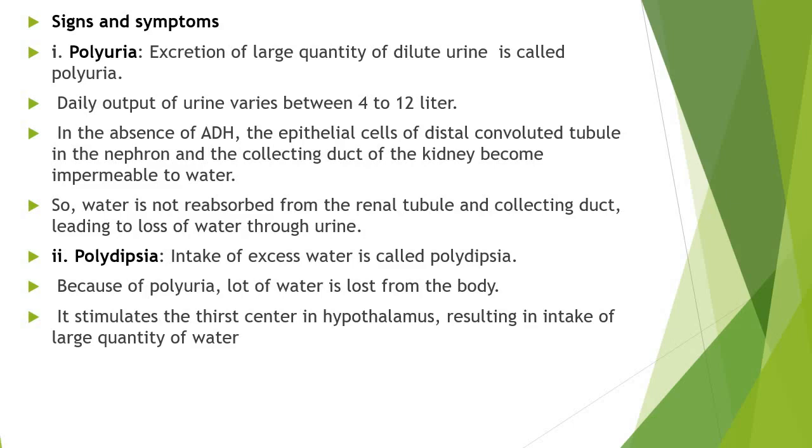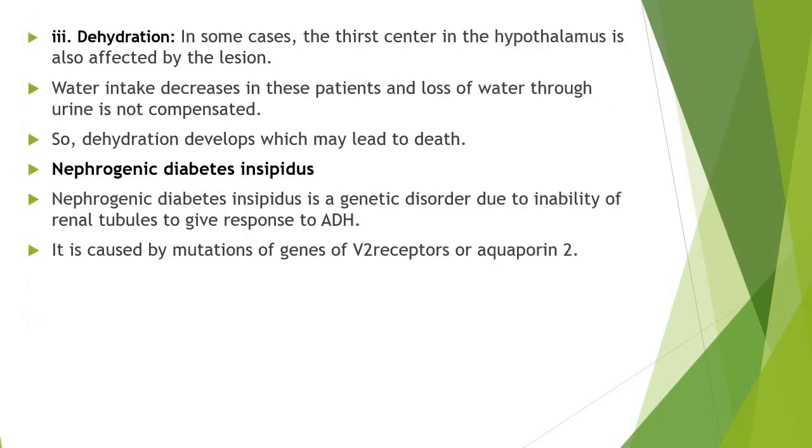Polydipsia. Intake of excess water is called polydipsia. Because of polyuria, a lot of water is lost from the body. It stimulates the thirst center in the hypothalamus, resulting in intake of a large quantity of water. Dehydration. In some cases, the thirst center of the hypothalamus is also affected by the lesion. Water intake decreases in the patients and the loss of water through urine is not compensated. So dehydration develops, which may lead to death.